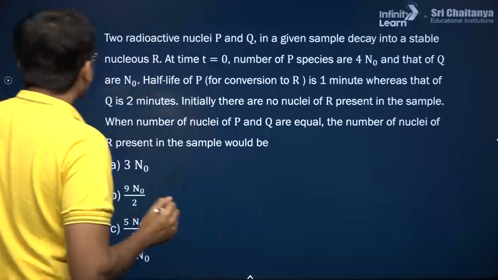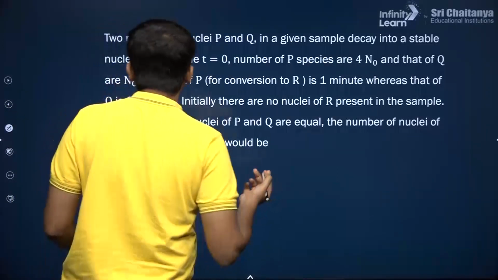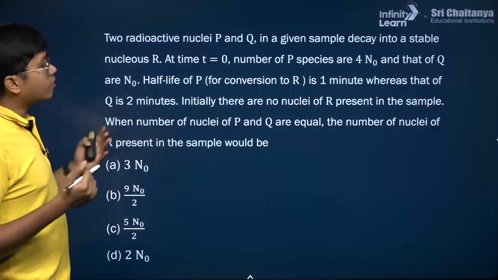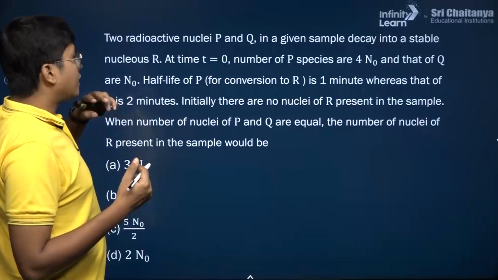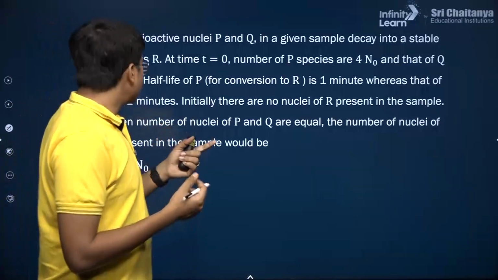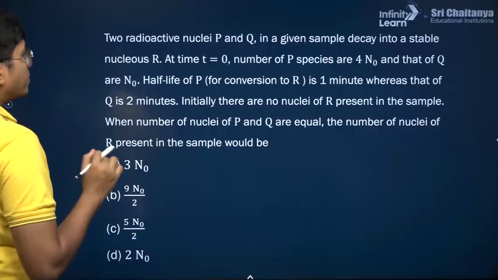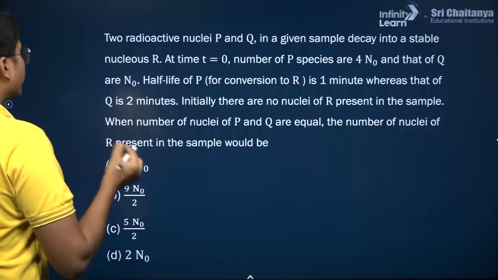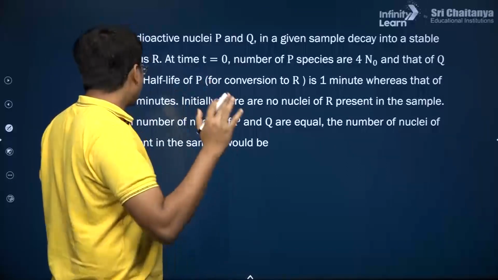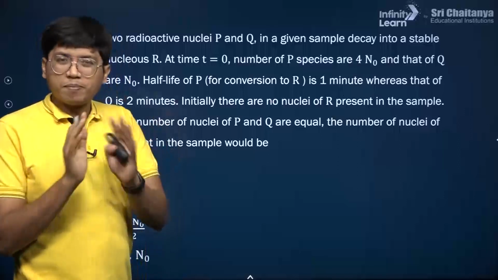Okay. Next one, two radioactive nuclei P and Q in a given sample decay into a stable nucleus R at a time t equal to 0. Number of P species are 4 n0 and that of Q is n0. Half-life of P is 1 minute whereas that of Q is 2 minutes. Initially, there are no nuclei of R present in the sample. Then the number of nuclei of P and Q are equal. The number of nuclei of R present in the sample would be a long question, but again, simple relations.